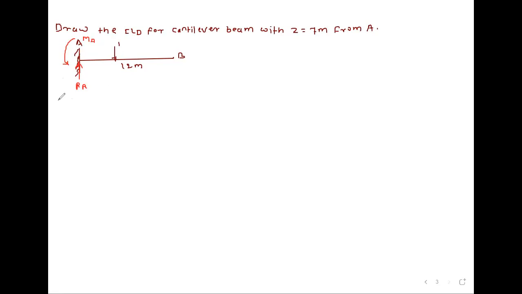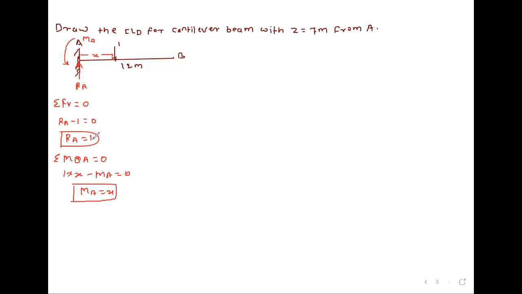So first you have to apply summation FV which is equal to 0. That is addition of all vertical forces which is equal to 0. So RA minus 1 which is equal to 0. So accordingly RA which is equal to 1. After that you have to apply second condition, summation moment at A which is equal to 0. This 1 kilonewton force creates clockwise movement. So 1 into X. And this MA anti-clockwise, so minus MA which is equal to 0. So MA which is equal to X. Now the value of RA which is equal to 1. So first we will draw ILD for RA.